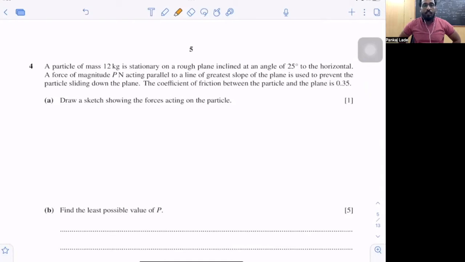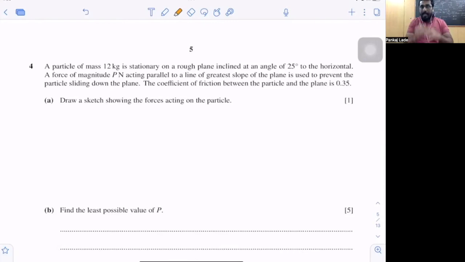So a particle of mass 12 kg is stationary on a rough plane. The rough plane tells you that the particle will be experiencing friction. The plane is inclined at an angle of 25 degrees to the horizontal. Then there's a force of magnitude P Newton, which is acting parallel to the line of greatest slope of the plane. So there is a plane like this, and then you draw a line which is parallel to a line of greatest slope. To this plane, the line of greatest slope will be the plane itself. And this force is used to prevent the particle from sliding down the plane.